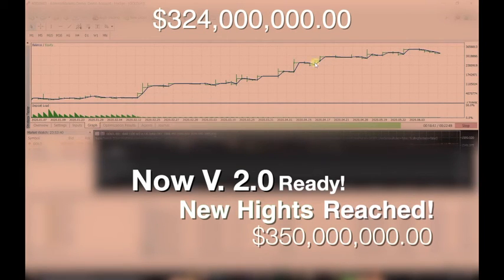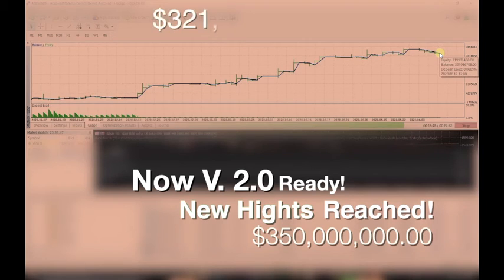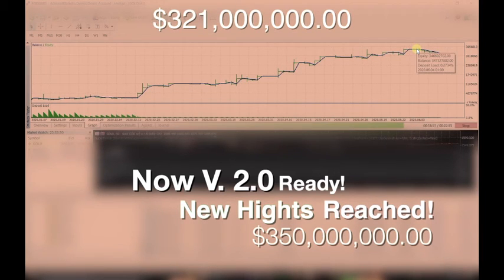If it has a lot of movement, then there is a great chance of winning. 321 million so far. It went up a bit, 347 million, and then it went down again. As I say, yes, the code will lose, but it's controlling the loss.